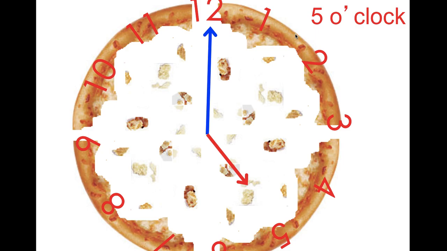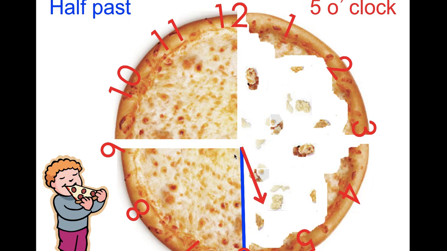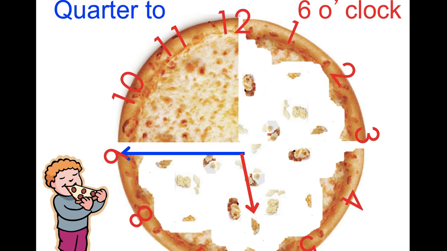Now we have 5 o'clock. 5 pizzas eaten. At 5:15, it is quarter past 5. At 5:30, it is half past 5 because half of the pizza is missing. And at 5:45, there's only 1/4 left until it becomes 6. So at 5:45, it is a quarter to 6 o'clock. At this point, we're jumping to the next hour.